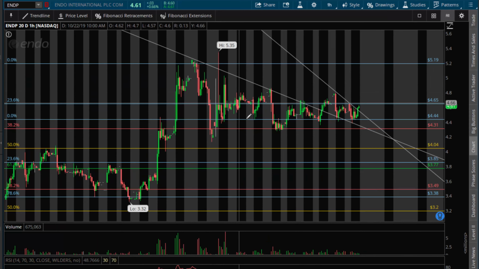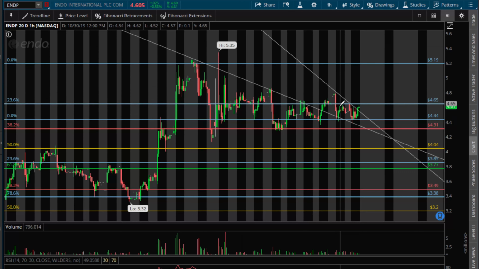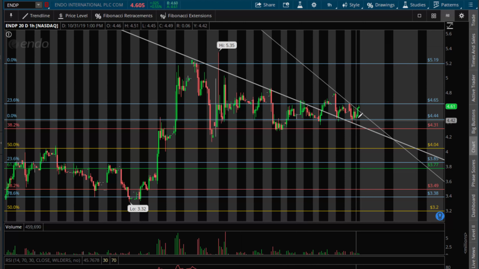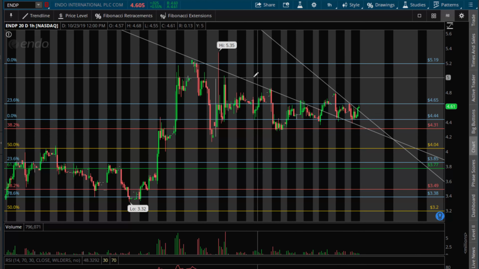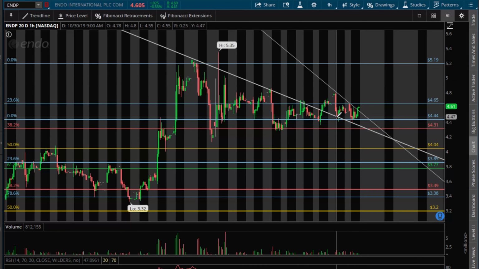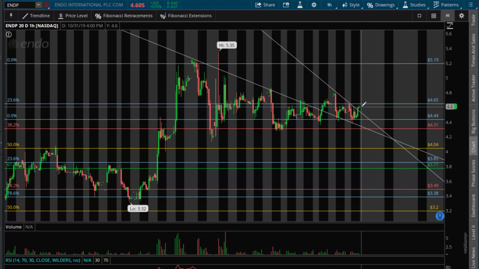You can see that it's holding this 38.2 area. It's broke out of this trend, retested the trend twice, and it's still holding up that area. So this could be a potential play.